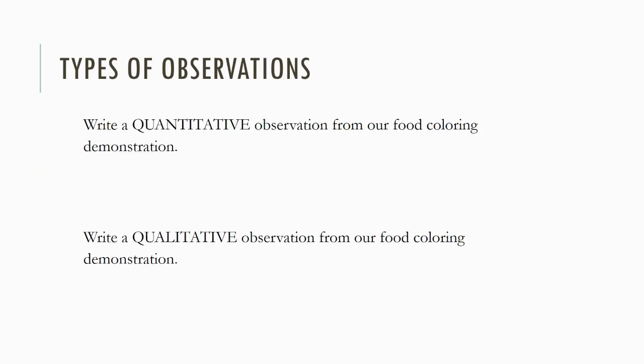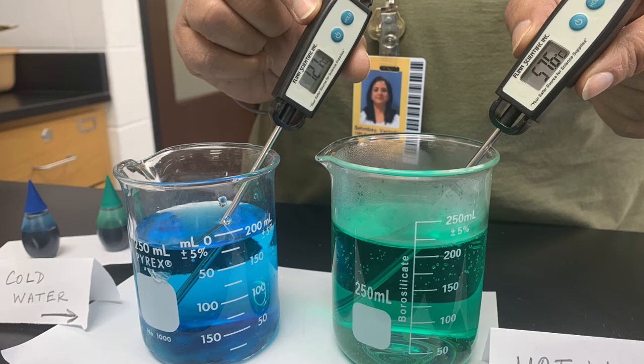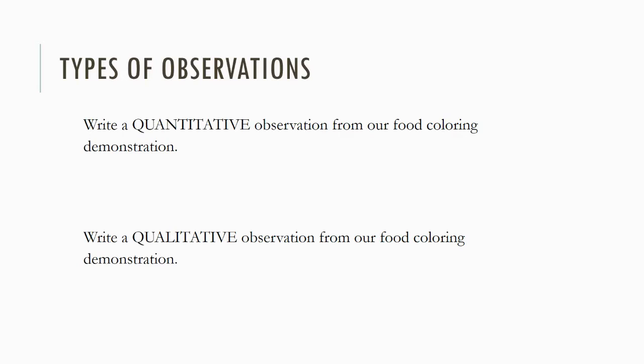Let's write a quantitative observation from our food coloring demonstration. So here's a closer look. All right, now let's write a qualitative observation from our food coloring demonstration. Let's take a look at that again so you have a chance to look at it.